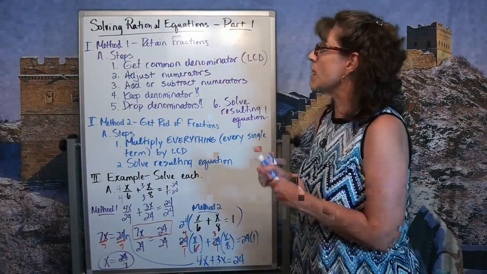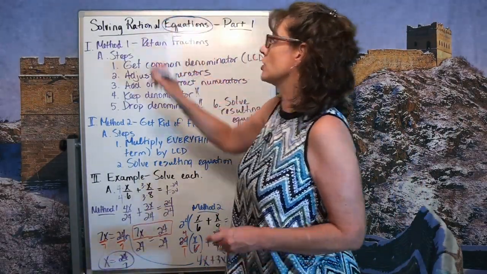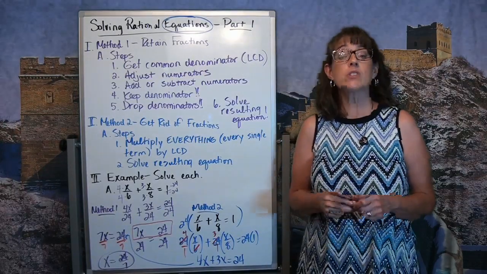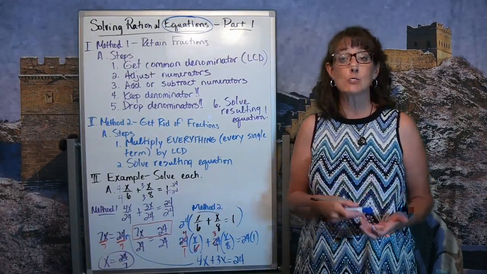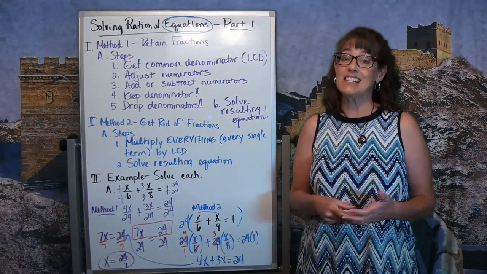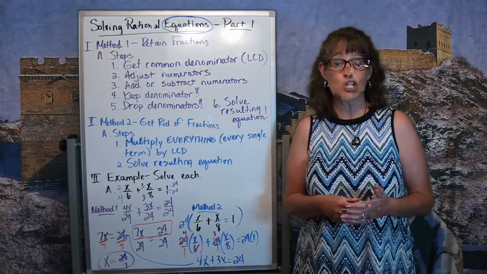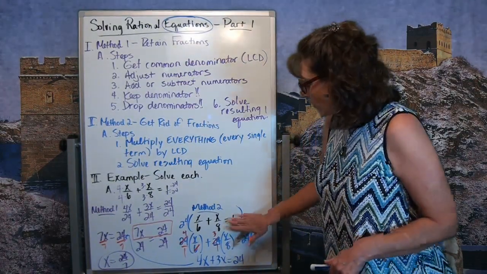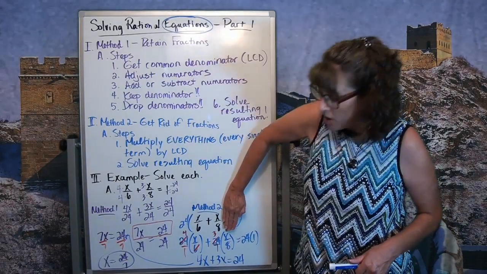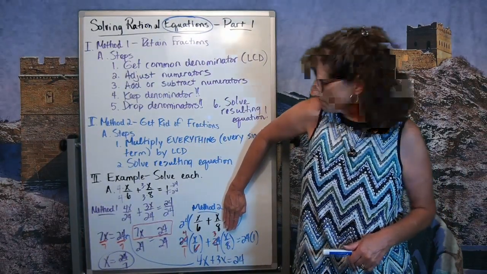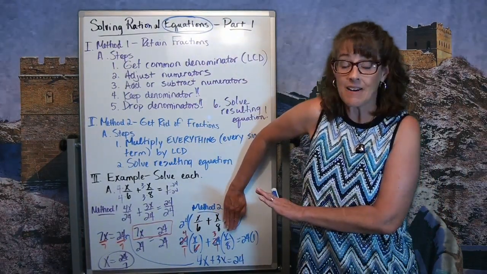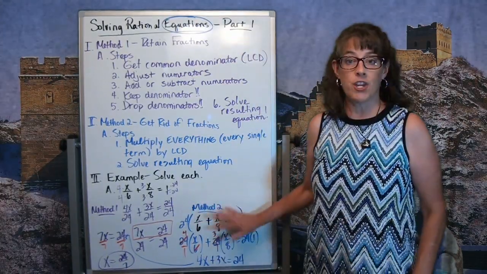This works when we have rational equations. What does that mean? What's the difference between an equation and an expression? Yes, an equation has an equal sign, an expression does not have an equal sign. So if this equal sign is gone and this is all I have, x over 6 plus x over 8, and that's it, I cannot do the second method here.